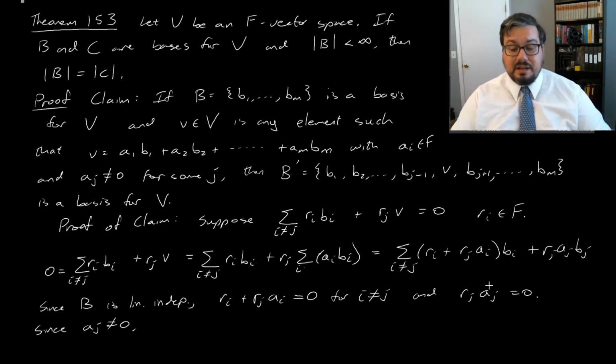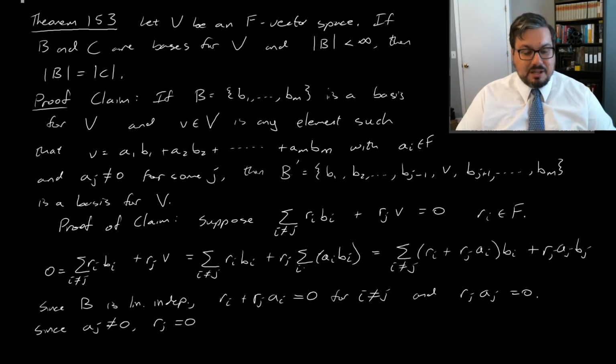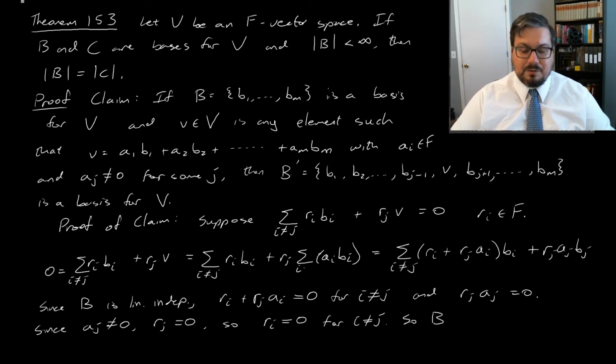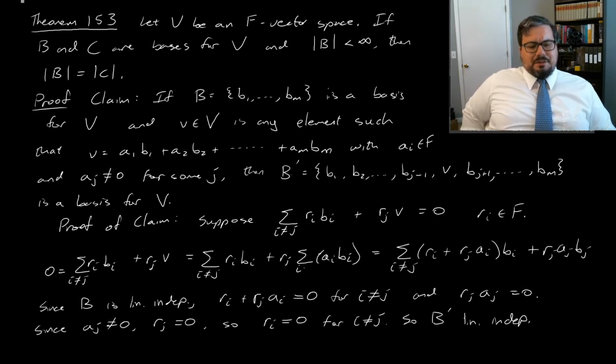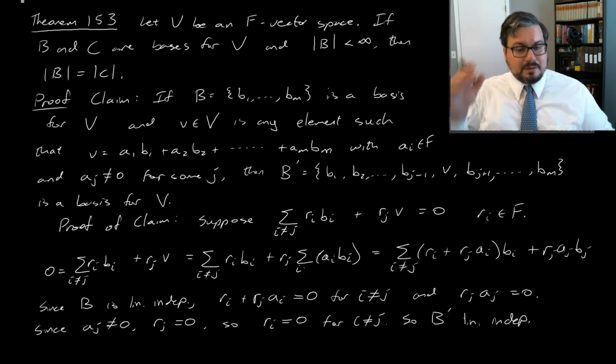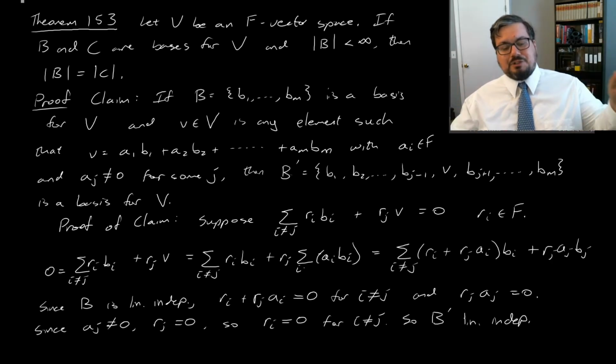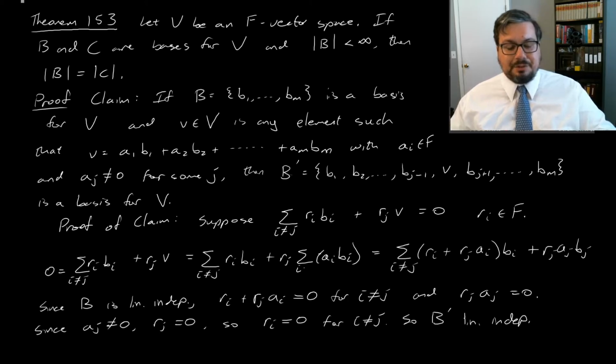So since Aj is not equal to 0 and this product is happening in the field F, the field F is a domain, so that means that we must have that Rj equals 0. But if Rj equals 0, then all of these equations here lose their second term, so we get that Ri is equal to 0 for i not equal to j also. So all of the r's are equal to 0, which we used to describe our linear combination here. And so we can conclude that B prime is linearly independent. All right, so that's step 1. In fact, we could have broken up these two claims into parts in order to show that you could do this replacement and preserve linear independence. You could do this replacement and preserve that it spans the whole thing, but we're just doing them together.